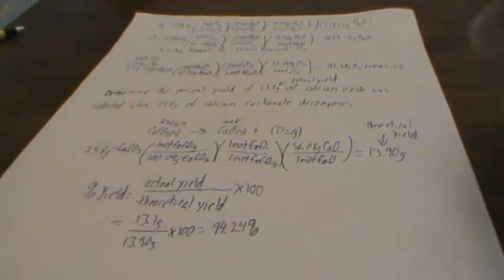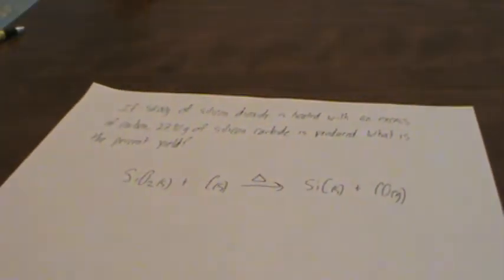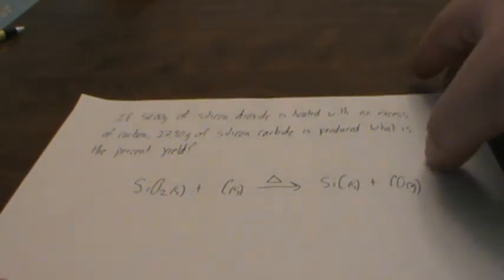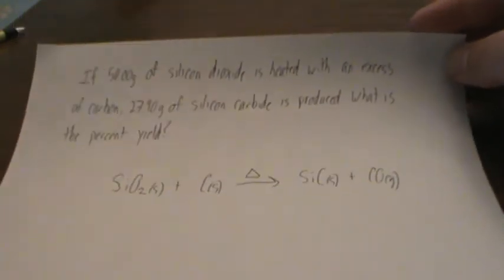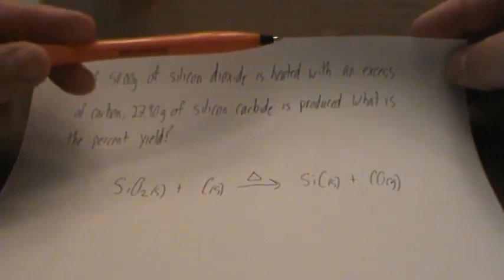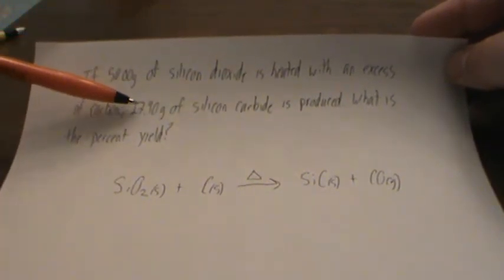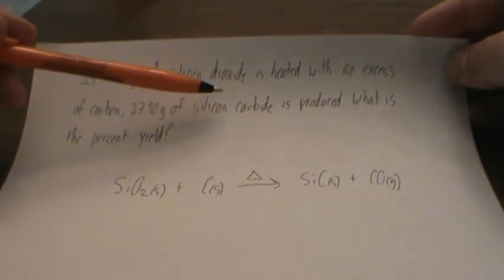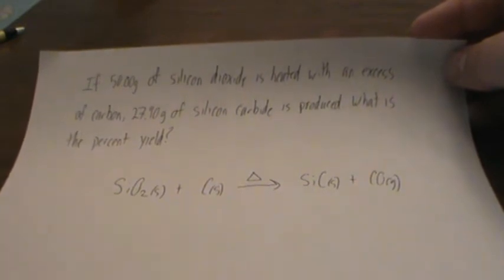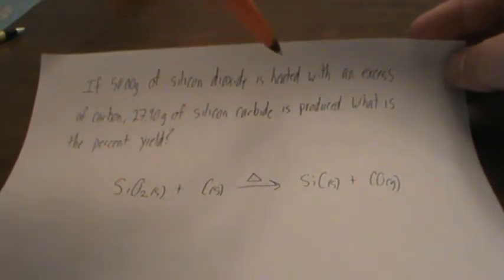All right, let's look at one more example of percent yield for today. And I will be doing subsequent videos over limiting reagent and percent yields to help you out a little bit more. But to close out this video for today, let's look at one more example. If 50 grams of silicon dioxide is heated with an excess of carbon, 27.90 grams of silicon carbide is produced. What is the percent yield? Okay, so if 50 grams of silicon dioxide is heated with an excess carbon, and that was produced.